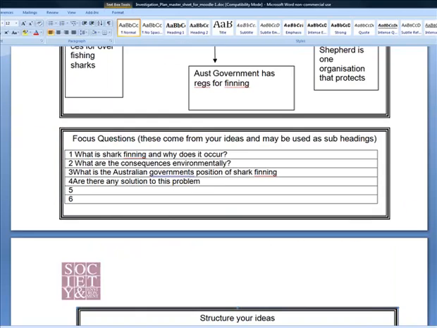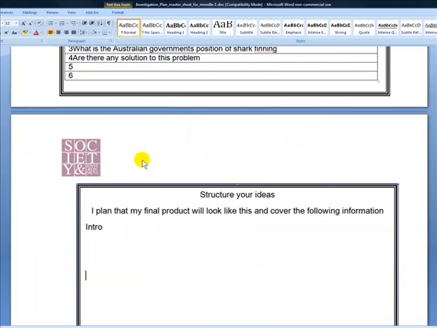Now, going back up here, I'm going to look at my focus questions, and the first focus question that I came up with is, what is shark finning and why does it occur? In my first paragraph, I'm going to put in a plan saying para 1, and I'm going to rewrite my question.